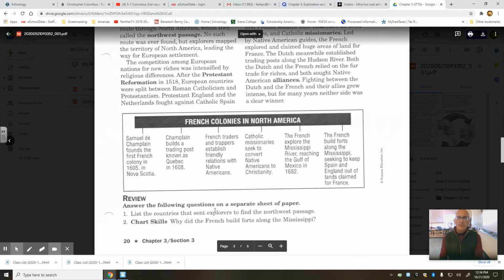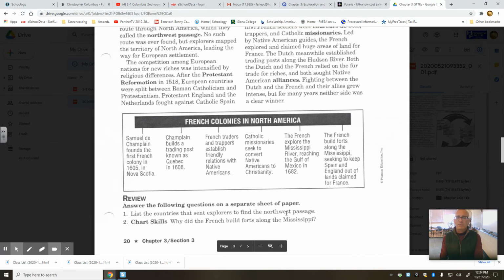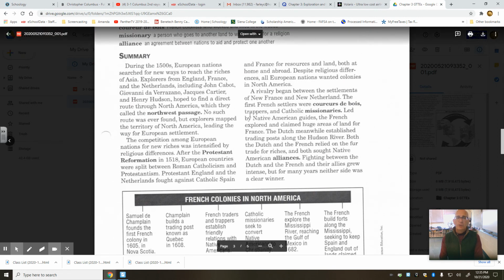List the countries that sent explorers to find the Northwest Passage. Again, just to restate what we've talked a lot about already this year, when you are asked a question following a reading or following a document, the first place to find the answer to that question is going to be where? In the document. Okay, so we're going to look in the document to find the answer to this question. List the countries that sent explorers to find the Northwest Passage. I'll give you, ladies and gentlemen, a moment to answer that question by referring to your reading.